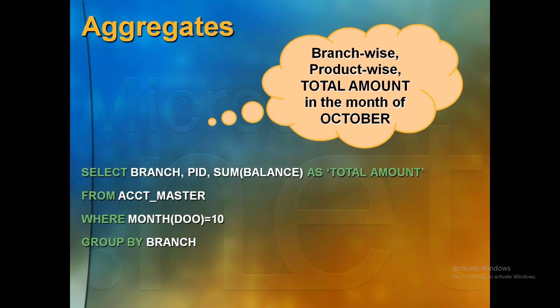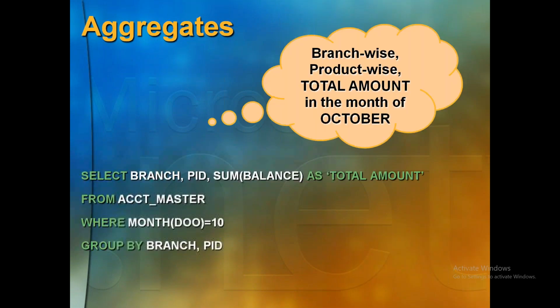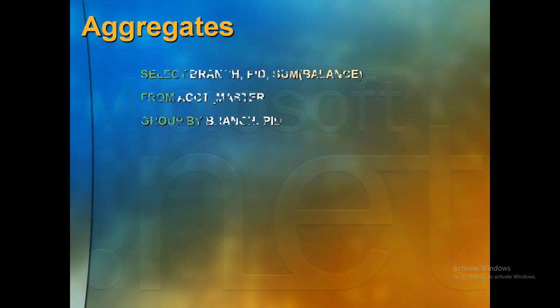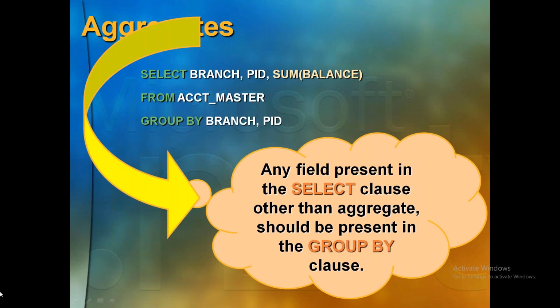let me tell you one beautiful point. Okay. Now, the beautiful point is this: any column, any field present in the select clause other than the aggregate should be present in the group by clause. Okay. I have a column branch. If it is there, it has to be there. Product ID, if you have it here, it has to be there.